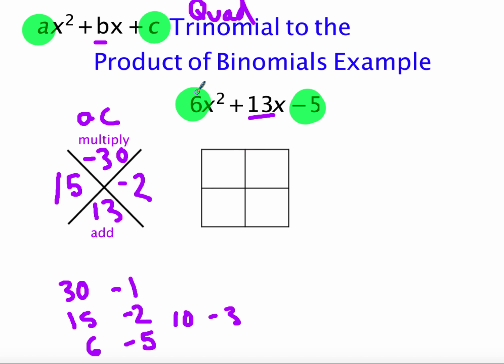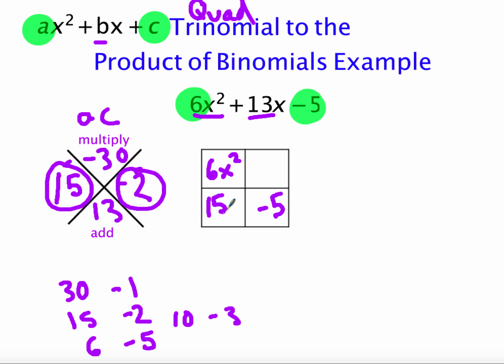Okay, so when I'm filling out my box, original quadratic term goes here, original constant goes here. And then I take my 15 and my negative 2 from my diamond. And again, the reason we're doing this is we need the x terms to add to this middle term. 15x and negative 2x add to 13x. And then we also needed those two coefficients to multiply in the end to allow us to have a 6x squared and a negative 5.